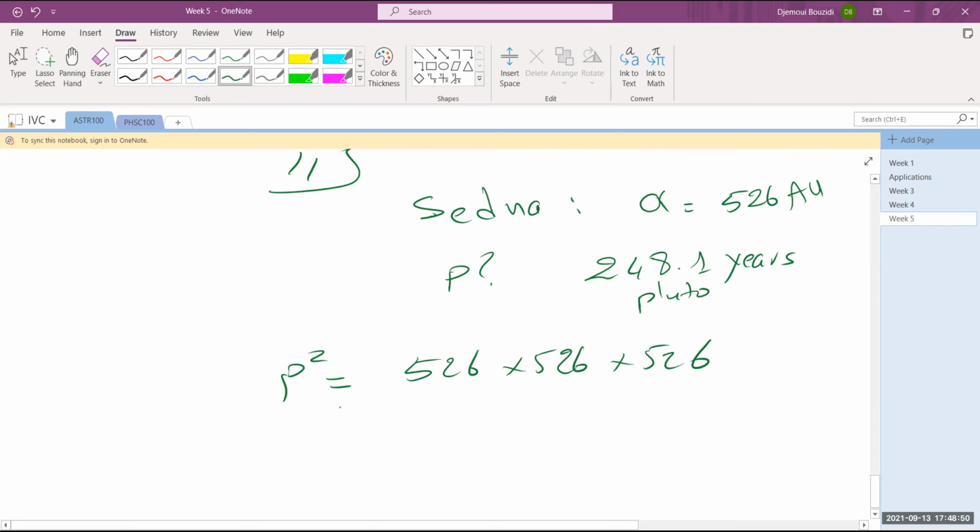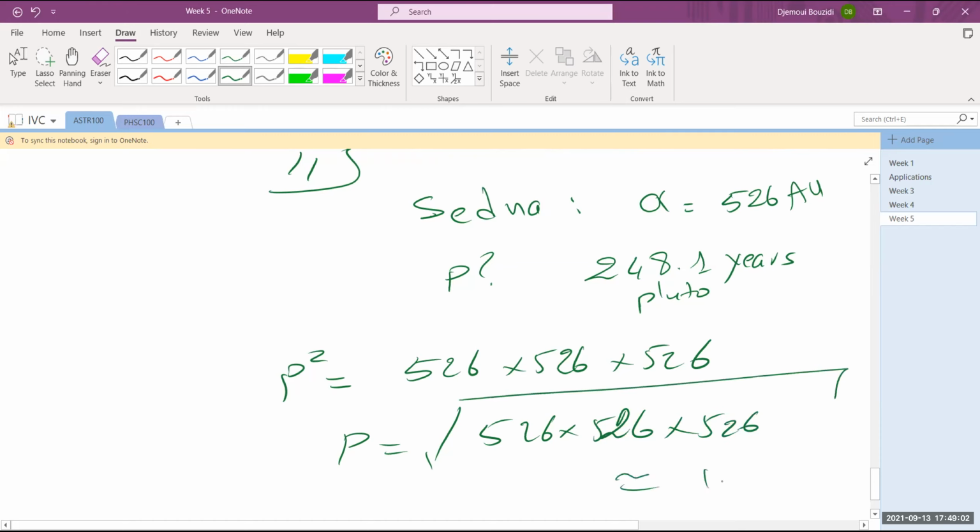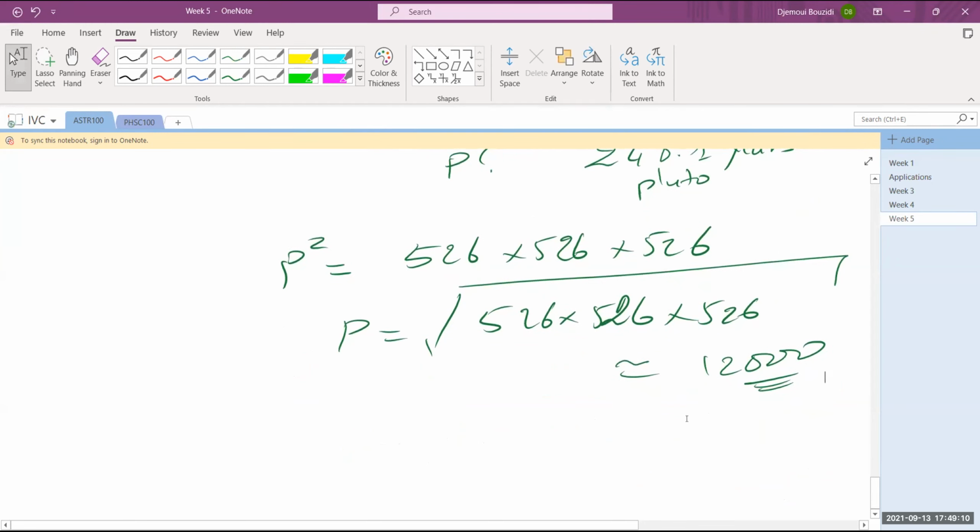You plug it in your calculator, and you'll find that the square root of this number, because that's what P is, needs to be the square root of 526 times 526 times 526. The answer should be about 12,000. You need to do this. It's more than 12,000, okay? Slightly more than 12,000. You need to do the math in here, okay?